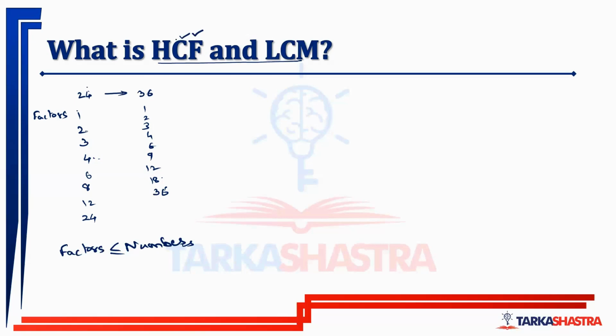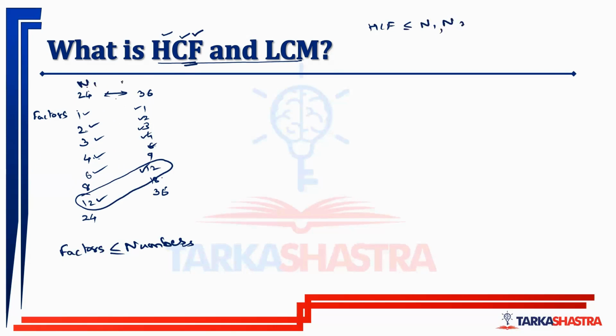Now let us try to understand common factors. Between 36 and 24, 1 is common, 2 is common, 3 is common, 4 is common, 6 is common, and then 12 is common. These are your common factors. Now let us try to understand highest. So the highest common factor is 12. So what we understand is, HCF is generally less than or equal to the numbers.